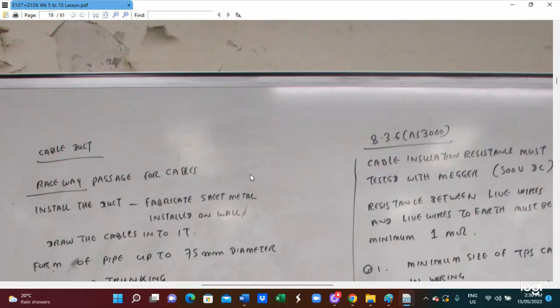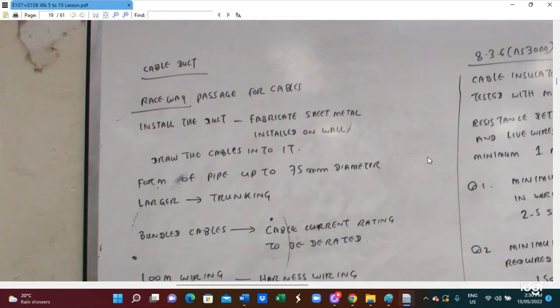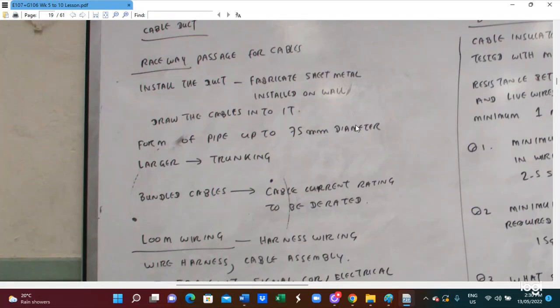In this case, we have to talk about the cable duct. The cable ducts are raceways, also a passage for the cable. We need to install the duct. When you are installing ducts, firstly you have to fabricate the sheet metal, cut the sheet metal and form the shape, and then you have to install that sheet metal on the wall.